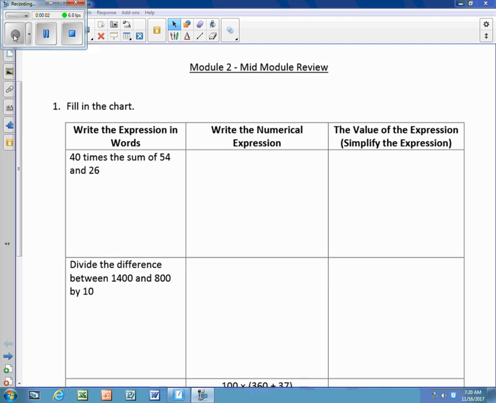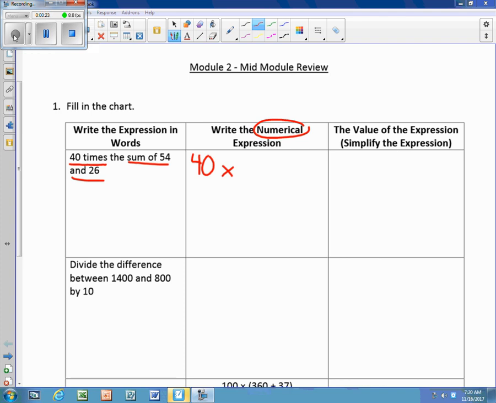This is the mid-module 2 test review. On the first section right here, it says to fill in the chart. They gave me the expression, and now I need to write the numerical expression. So it says 40 times, and then it says the sum of 54 and 26.